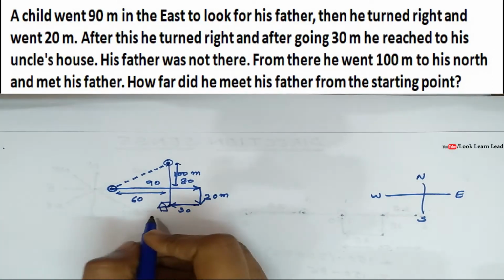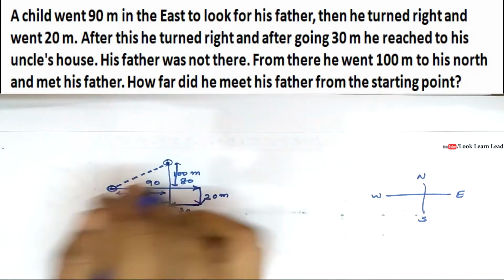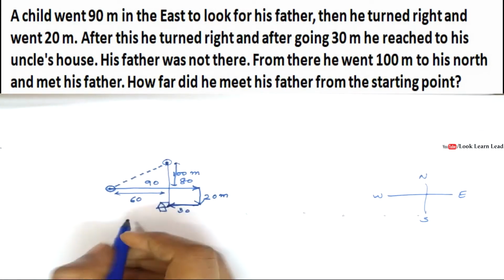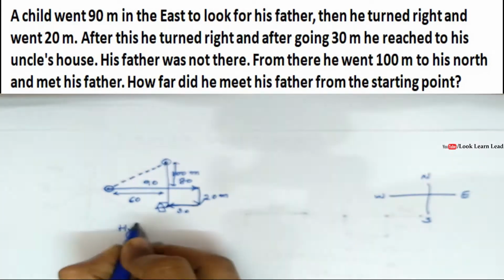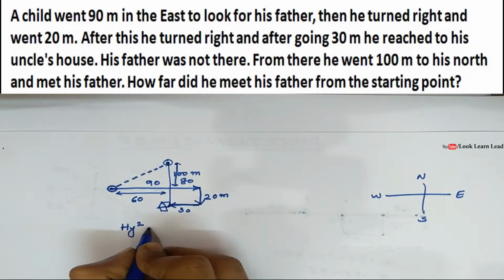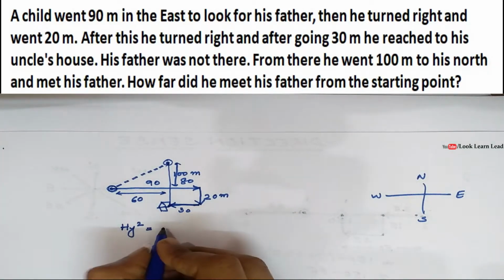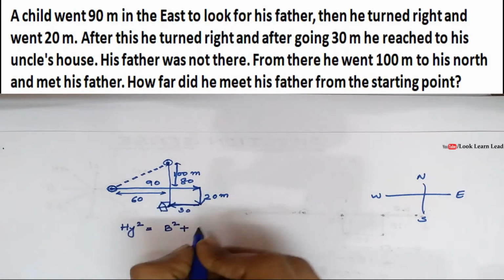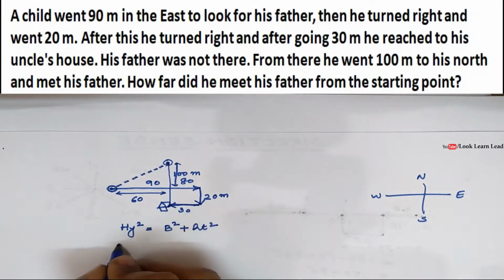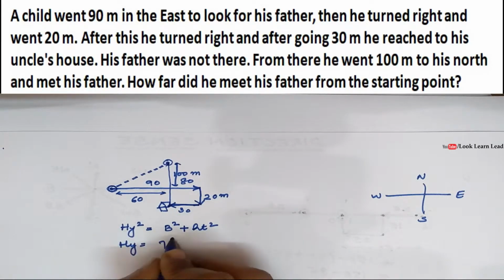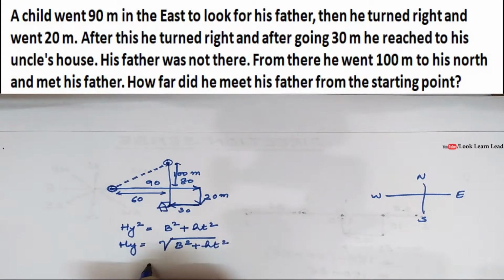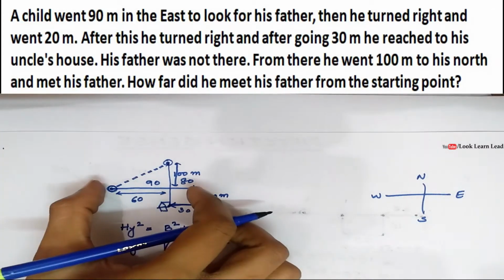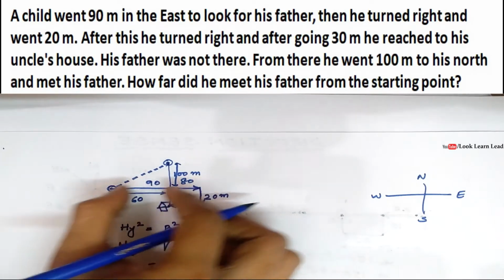So what is the Pythagoras theorem? It is the hypotenuse, it is the base, it is the height. According to the Pythagoras theorem, hypotenuse square is equal to base square plus height square. Okay, that is, hypotenuse is equal to under root of base square plus height square. What is our base? It is 60. We total had 90, subtracted 30, so it is 60.